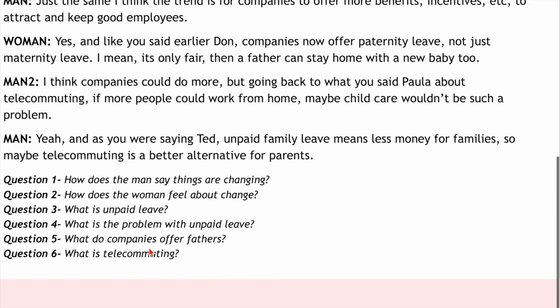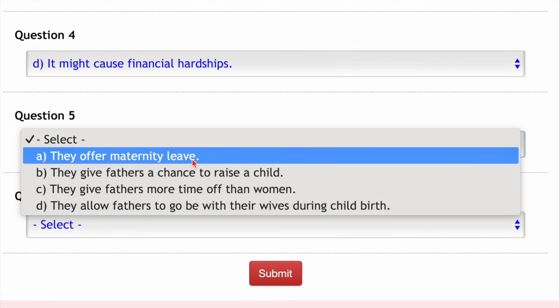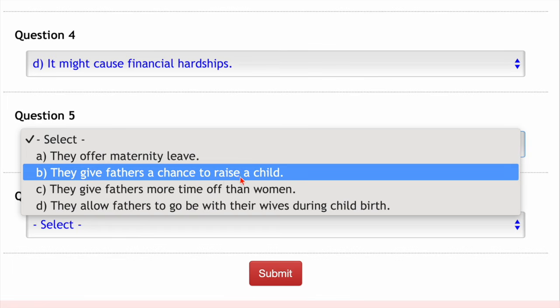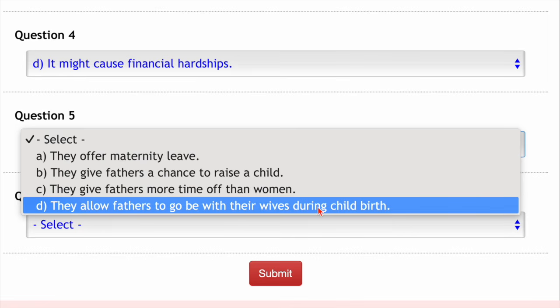Number 5, what do companies offer fathers? They offer maternity leave. They give fathers a chance to raise a child. They give fathers more time off than women. They allow fathers to go be with their wives during childbirth.